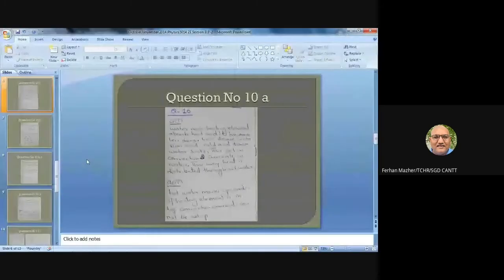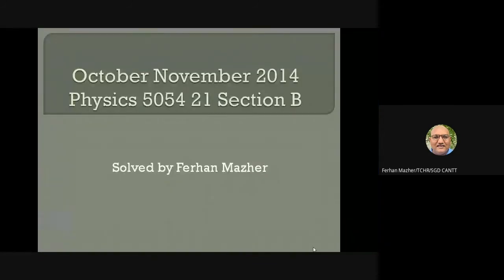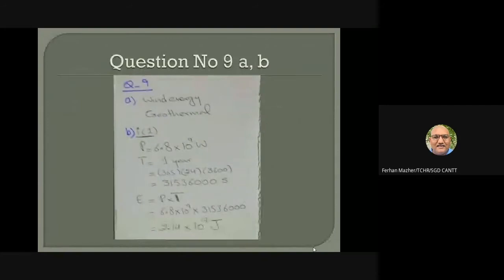So let's start. I hope that you can see this. The power is given as 6.8 × 10^9 watt, and the time is 1 year. To convert the time into seconds, because there are 365 days in a year, 24 hours in a day, and 3600 seconds in 1 hour, I will multiply them. So I got 31,536,000 seconds. Then I will use the formula energy equals power multiplied by time.